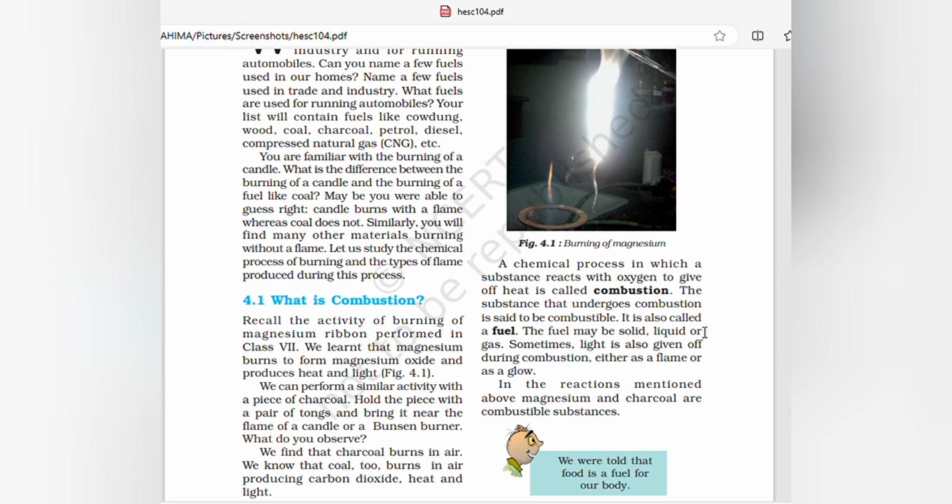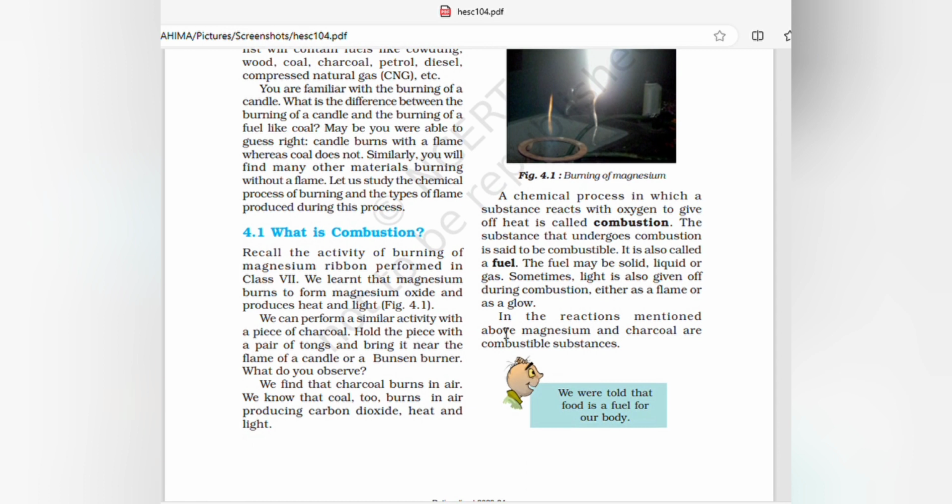It may be a solid, liquid or gas. Sometimes light is also given off during combustion, either as a flame or as a glow. In the reactions mentioned above, magnesium and charcoal are combustible substances.